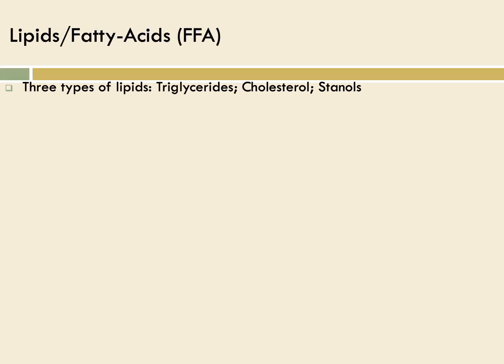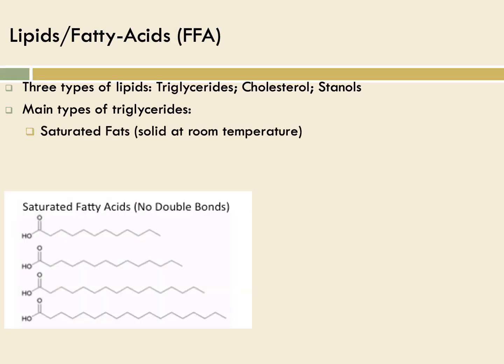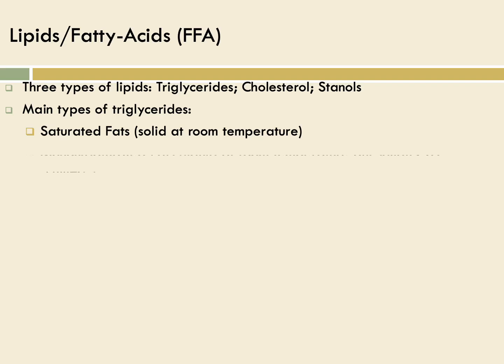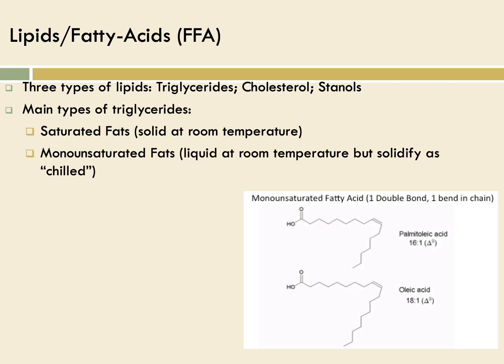When we look at the fatty acids, we typically have three distinct types that we talk about: triglycerides, cholesterols, and stanols. When we talk about triglycerides, we'll talk about them based off of the fatty acids that are attached to them, in which we have what are referred to as saturated fatty acids. This is where there are no double bonds within the molecule itself. Solid fats at room temperature are saturated fats. The monounsaturated fats have one double bond within them. These typically are liquid at room temperature, but will solidify as they become chilled.